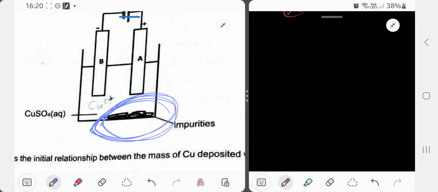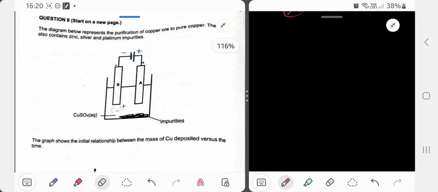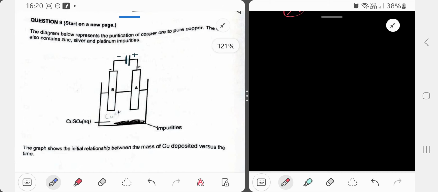And yeah, this represents the impurities. So the impurities can be silver, your zinc, and all those other metals that are not copper, but that form the impure copper that we are trying to extract the pure copper from. So that's what's happening here. They tell us that this is the purification of copper. They also contain zinc, silver, platinum impurities, right? So these are the impurities. These are the other metals that are not copper, but they are found within that impure sample that was mined.